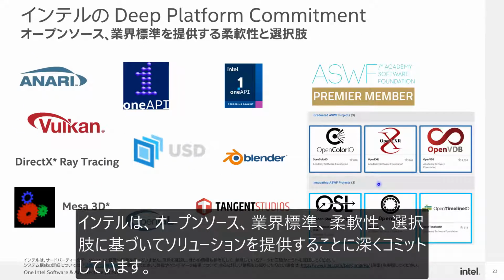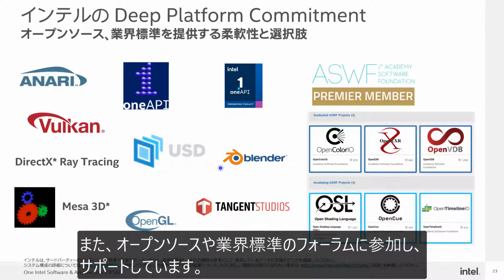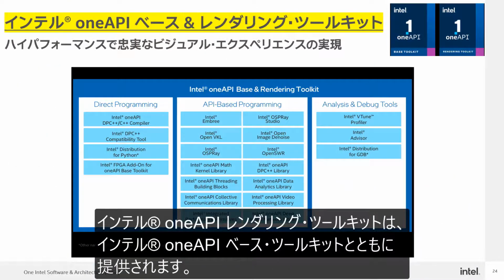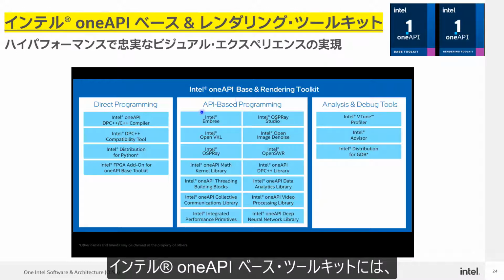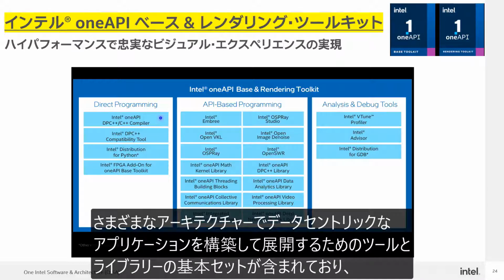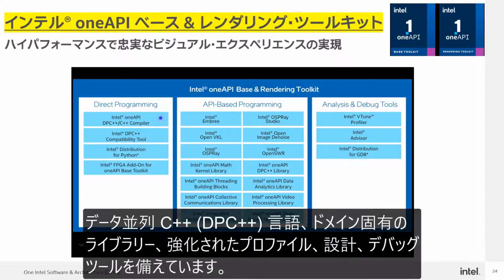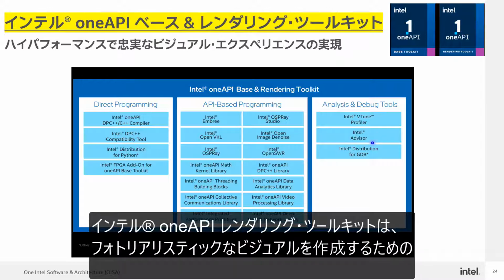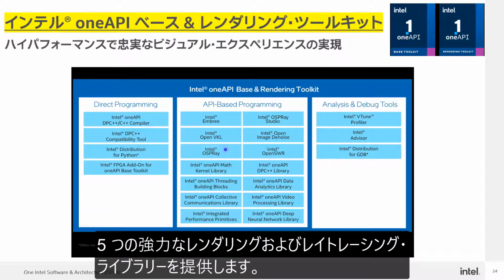Intel is deeply committed to delivering a solution based on open source, industry standards, flexibility, and choice. We participate in and support open source and industry standard forums. Intel oneAPI rendering toolkit is offered together with the foundational Intel oneAPI base toolkit, which includes a core set of tools and libraries to build and deploy data-centric applications across architectures. It features the Data Parallel C++ language, as well as the domain-specific libraries and enhanced profiling, design, and debug tools. The Intel oneAPI rendering toolkit, as you have seen, gives you these 5 powerful rendering and ray tracing libraries for creating photorealistic visuals.